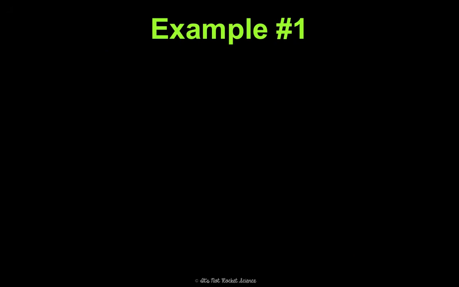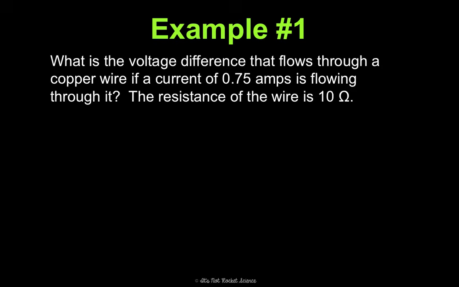So let's do an example of this math, and then we'll practice it. What is the voltage difference that flows through a copper wire if a current of 0.75 amps is flowing through it? The resistance of the wire is 10 ohms. All right, what are we looking for? We're looking for voltage difference. What do we know? Current is 0.75 amps and resistance is 10 ohms.